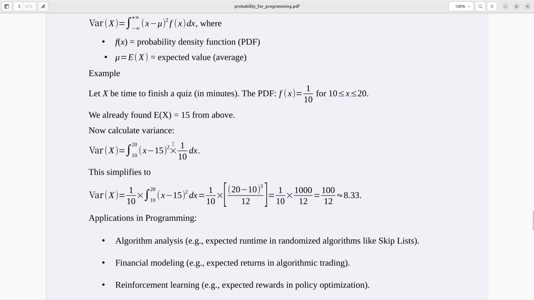So I can do the integration here. So the variance can be evaluated from this formula. You can always check some integration tables on the web to do the integration. And you will find that the answer would be just 8.33. So that is the variance of the number of minutes to finish a quiz, okay?